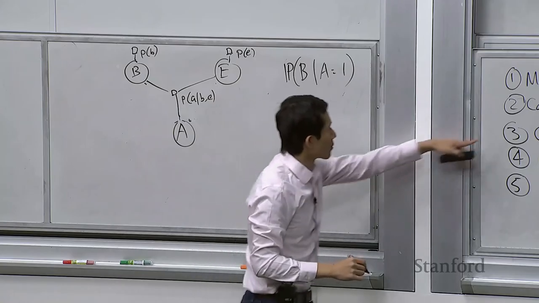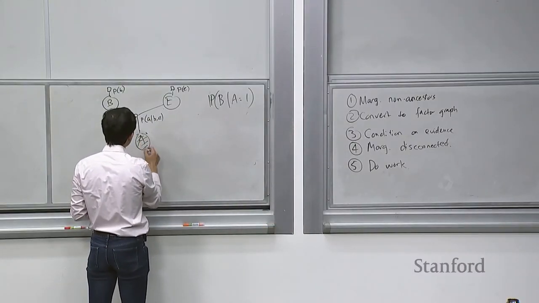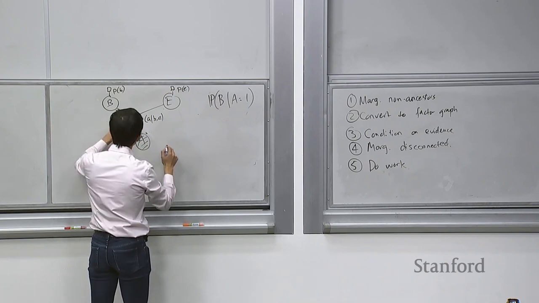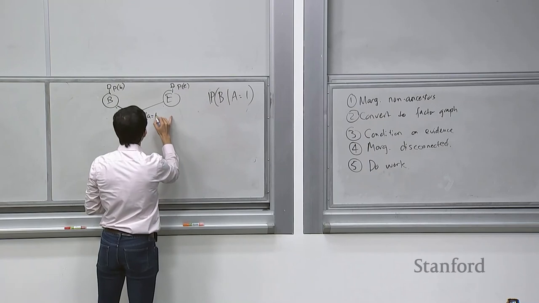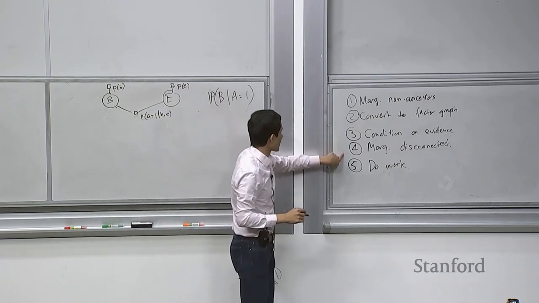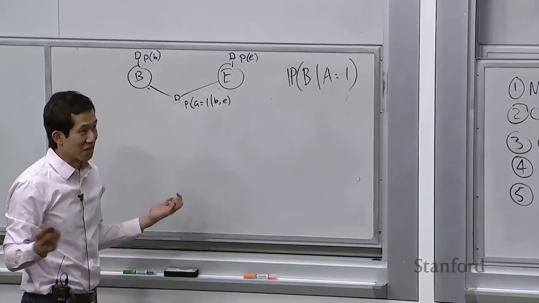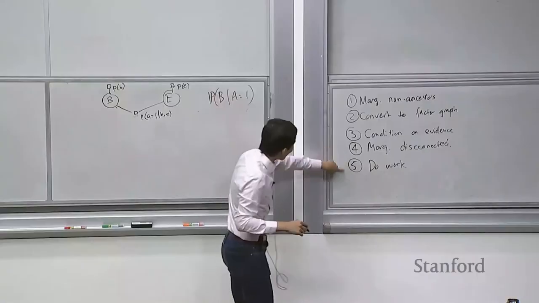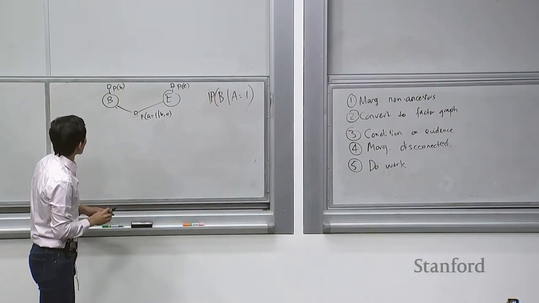Okay. Condition on the evidence now. So I condition on A equals 1. So I'm going to remove this and change this factor to A equals 1 given B and E. Fourth step is marginalize out anything that's disconnected. Nothing's disconnected, so I can't do anything. And rats, I have to do actual work. Okay. So what does actual work mean here?